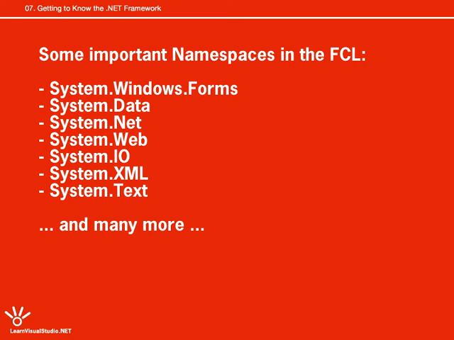System.text gives us ways to work with strings, like concatenate strings, in a much more effective way than what we could just use with the string class by itself. It gives us a class called StringBuilder, which optimizes our ability to work with strings. And there's quite a few others. These are just some that I wanted to point out to you.